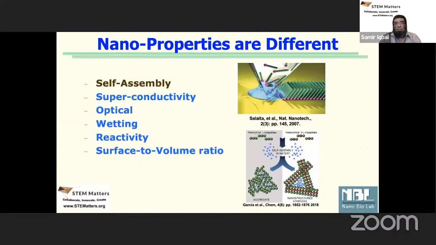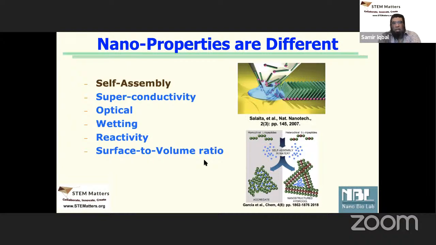Now, when we say we can see those things now, there are many more things we can build ourselves. And that's the goal of today's lecture: how things at nanoscale are different and what makes them different. So I've listed a few here that we'll go through. First of all, number one is self-assembly.